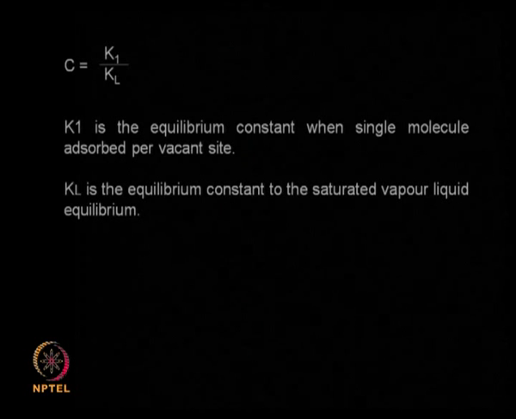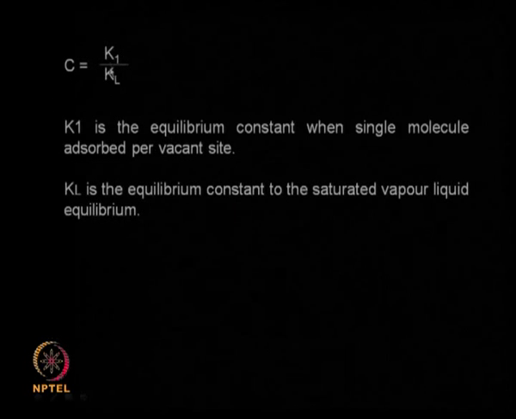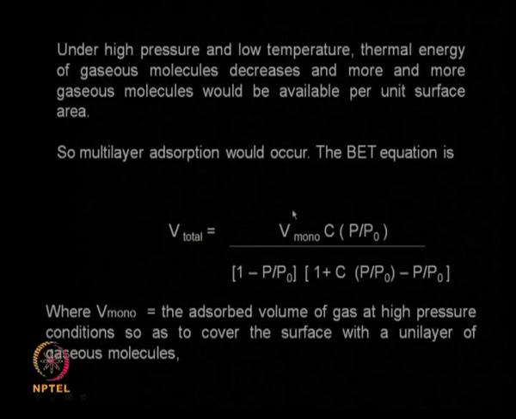Here you have a new constant called C. Now C is a function of two terms, which is K1 divided by KL, and K1 is the equilibrium constant when a single molecule is adsorbed per vacant site, and KL is the equilibrium constant for the saturated vapor liquid equilibrium. So we have some constants coming here, and these are the pressure terms coming into the picture. So this particular equation gives an idea about the adsorbed volume of gas at high pressure as a function of the adsorbed amount of gas when there is a unilayer or a monolayer coverage.